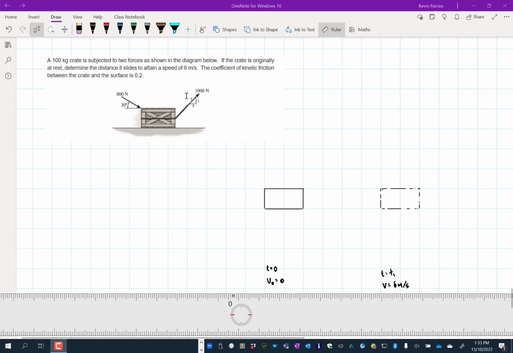Another example using these energy equations in order to deal with problems that are two-dimensional. So we've got a crate, we've got a force applied, it's a 100-kilogram crate, two forces getting applied to it. So we're going to have to consider the work done by all of the forces, and it just wants to know, determine the distance it slides to attain a speed of 6 meters per second.